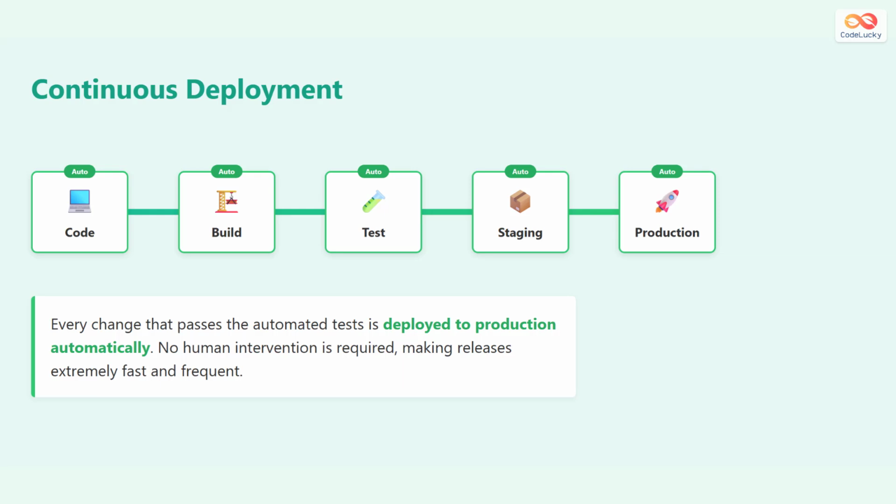Now, let's look at continuous deployment. This is the ultimate goal of automation for many teams. In this workflow, there is no human gatekeeper. Any change that passes the automated tests is immediately and automatically deployed to the production environment, live to users. This allows for extremely rapid feedback loops.